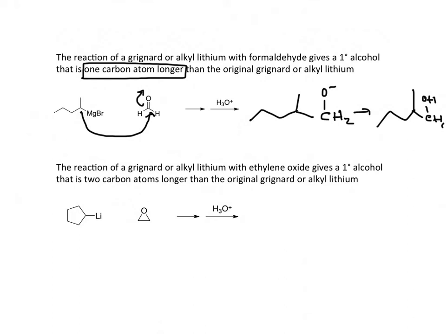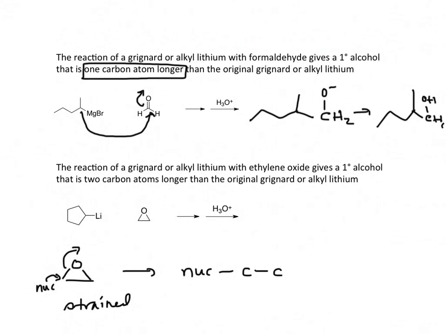If I wanted to make it 2 carbon atoms longer, I can use a compound called ethylene oxide. It's a 3-membered ring with an oxygen in it. Ethylene oxide's pretty strained, and it's really easy to pop open when you hit it with a nucleophile. So a nucleophile attacks the carbon, and the ring pops open, pushing electrons onto the oxygen. It's the more electronegative atom. And you end up with your nucleophile attached to a carbon, which is the carbon right there. That carbon is attached to the other carbon in the ring, and then dangling off the end is your O-.